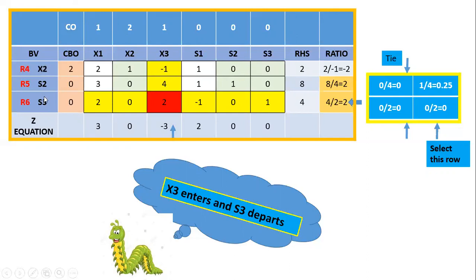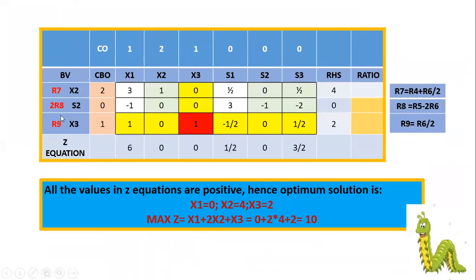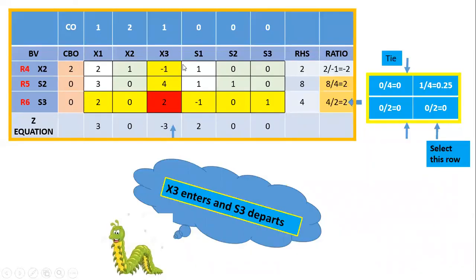So in the next table, X3 enters and S3 departs. So X2, S2 and X3. And the coefficients are 2, 0 and 1. So if you see the table here, the key column and the key row intersection will be the key element. Here key element is 2.